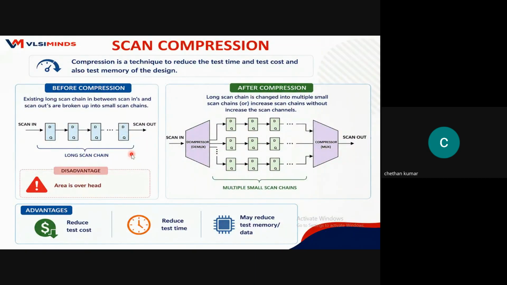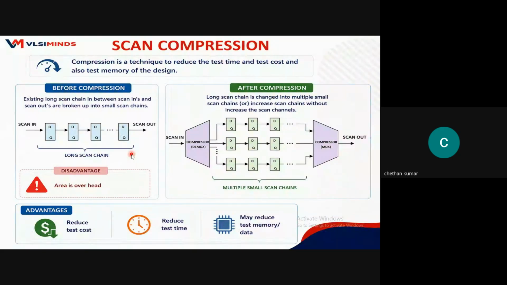100 flops are there in the chain. Each flop takes 1 millisecond. To test that chain, how much time will it take? It is simple mathematics, right? 100 milliseconds it will take. Correct? So if the tester, the ATE machine, charges 1 lakh rupees for 1 millisecond, let us assume 1 lakh rupees, then how much do we need to spend? Yes, 10 million rupees we have to spend on the testing of that particular IC itself, correct?